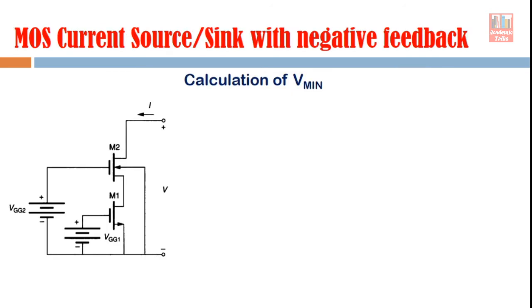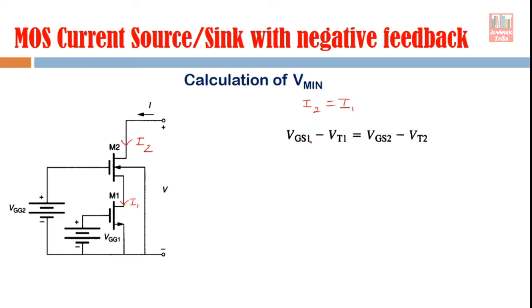So, let us see how to find out the V minimum in this circuit. In this circuit these two MOS devices are there and they are connected in series. Since they are connected in series, they have the same current. So, this is I2 which passes through M2 and this is I1 which passes through M1. Now, I2 and I1 are the same. So, I2 is equal to I1, or you can say I1 is equal to I2, it is the same thing.